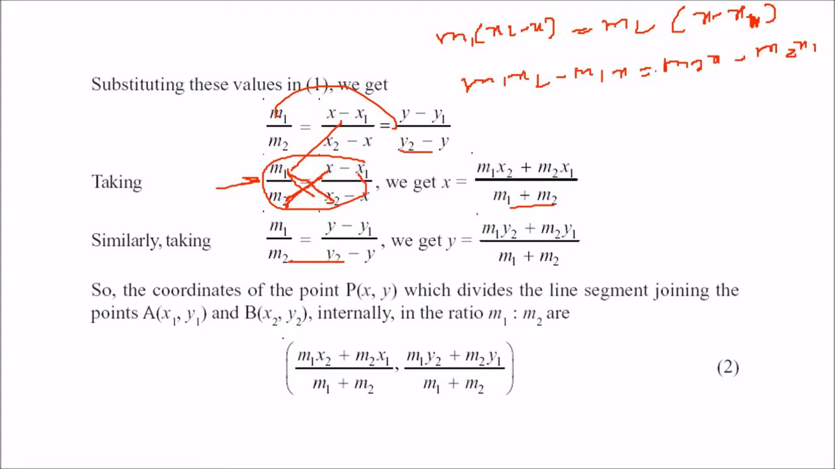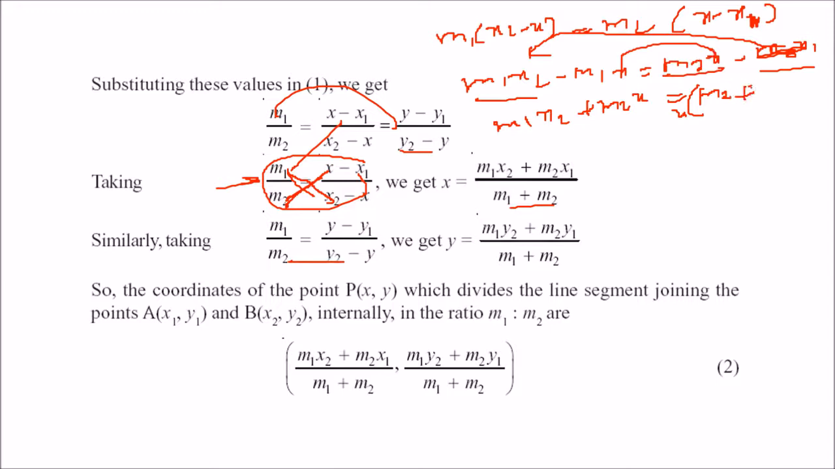Now take X on one side. So this becomes, take here this one M2 X1. So M1 X2 plus M2 X1. This we have taken. Now this is M2 X. I am taking X common and I am placing it here. So this will be plus M1. So if you have to find out X, just divide this one, M1 X2 plus M2 X1, by M1 plus M2. So this is the relationship. This is what we got. Similarly, Y is M1 Y2 plus M2 Y1 by M1 plus M2.